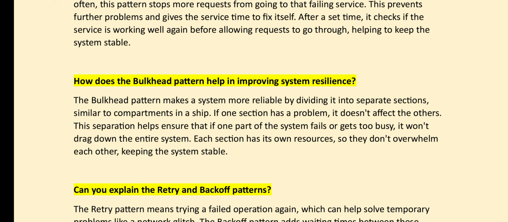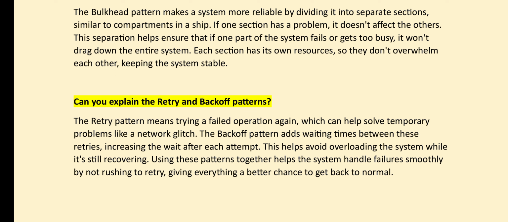How does the bulkhead pattern help in improving system resiliency? The bulkhead pattern makes a system more reliable by dividing it into separate sections. Similar to compartments in a ship, if one section has a problem, it does not affect the others. This separation helps to ensure that if one part of the system fails or gets too busy, it won't drag down the entire system. Each section has its own resources so that they don't overwhelm each other, keeping the system stable.